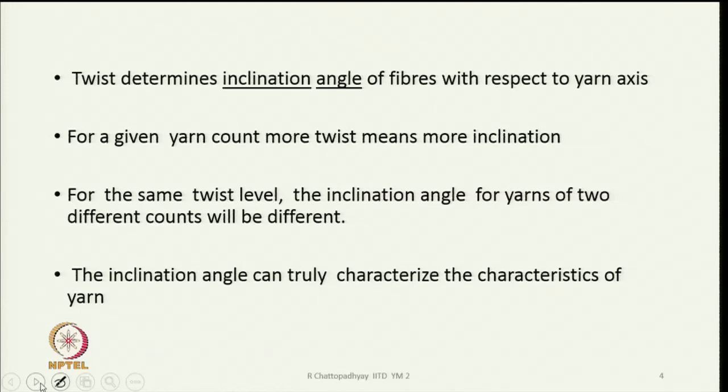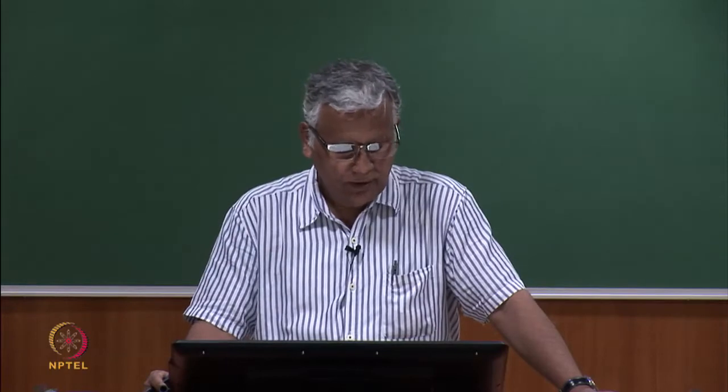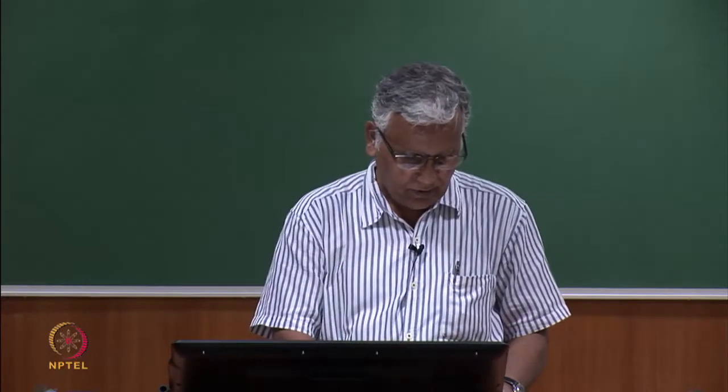For the same twist level, the inclination angle for yarns of two different counts will be different. The inclination angle can truly characterize the yarn. The characteristics of the yarn basically mean whether the yarn will be soft or hard. This important characteristic, whether the yarn will be twist lively or not, all depends on the inclination angle. Therefore, the angle also sometimes comes into the picture in order to truly understand the characteristics of spun yarn.